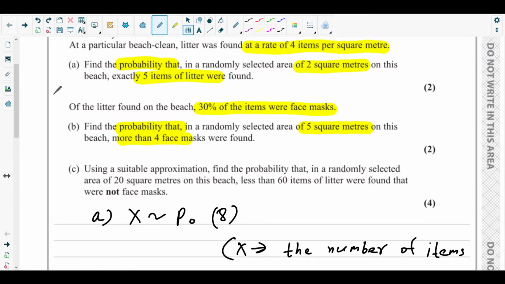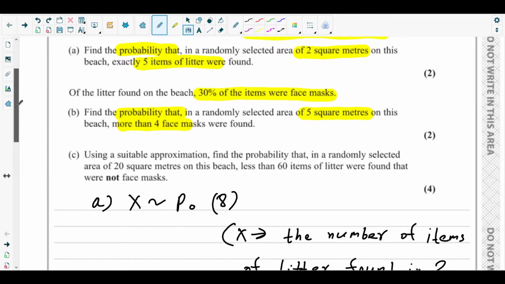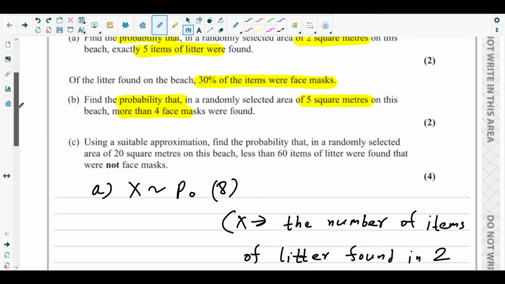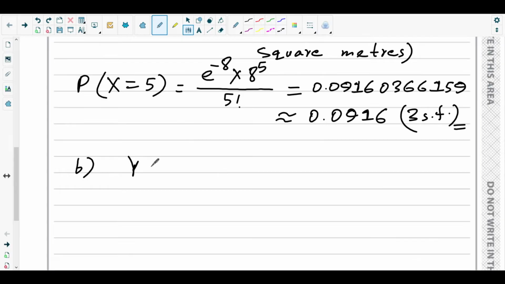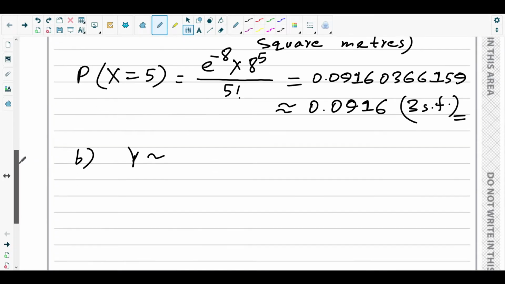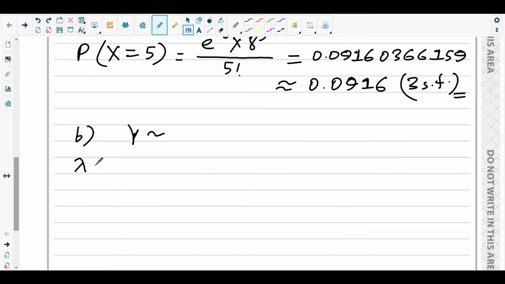So out of 20 items, how many are face masks? 30% of the items that have been found are face masks. That means we can consider this as the y variable. So y is distributed Poisson, and the mean for face masks, lambda, equals 4 times 5 times 30%. 30% is 3 over 10, so that gives 20 times 3 over 10, which is 2 times 3, that is 6. So lambda is 6 here.